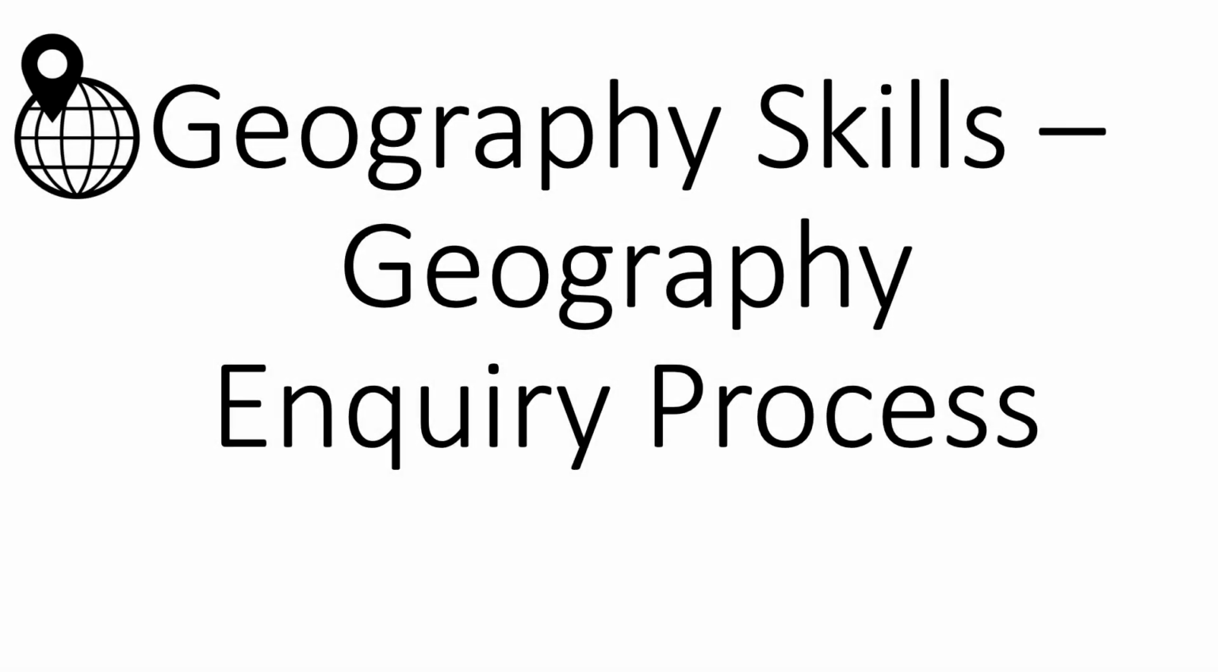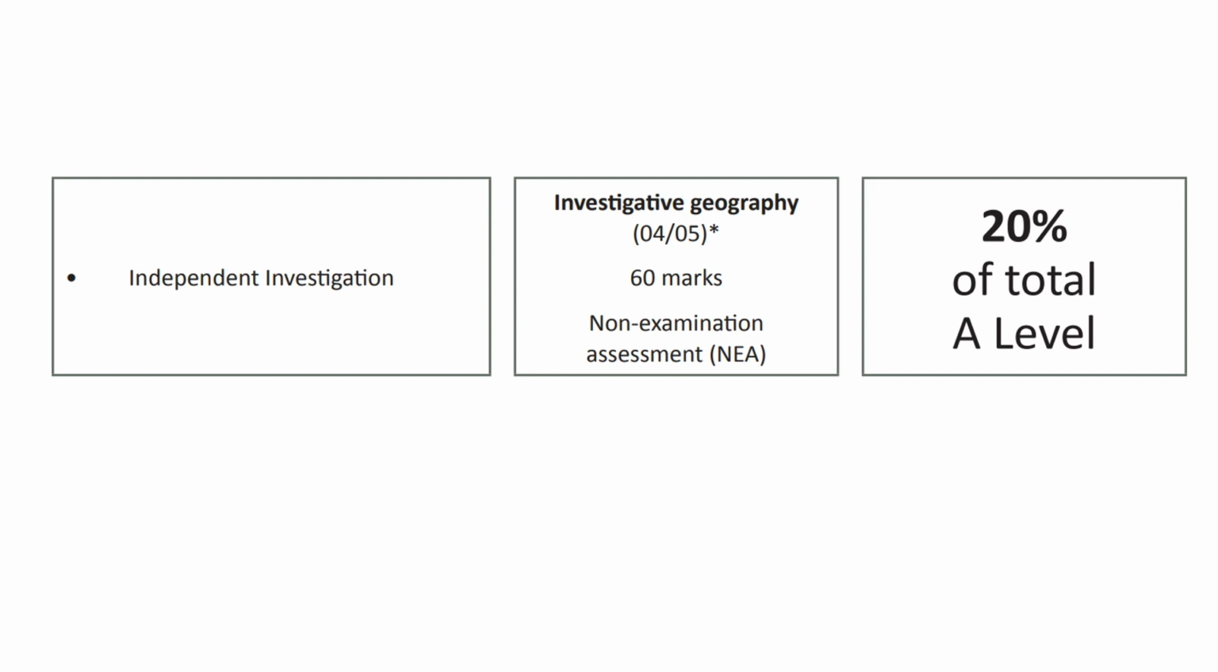In today's geography lesson, we're looking at the inquiry process. We're looking at the geography inquiry process to support you to begin thinking about your non-examined assessment or your independent investigation. Your independent investigation is a piece of coursework that is 20% of the total A level. When you complete it, it will be an essay of about 3,000 words in which you carry out a fieldwork project. It's marked according to a strict mark scheme, and there's a total of 60 marks available.